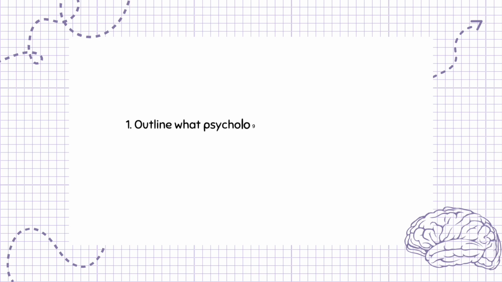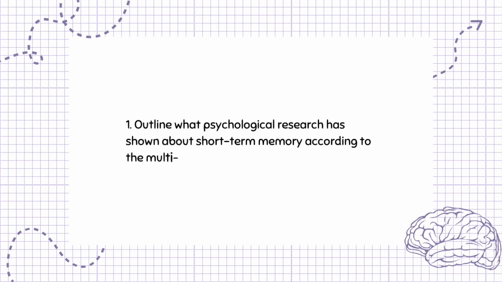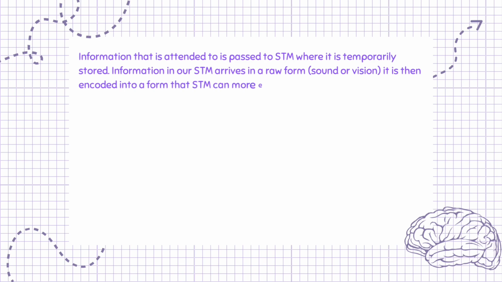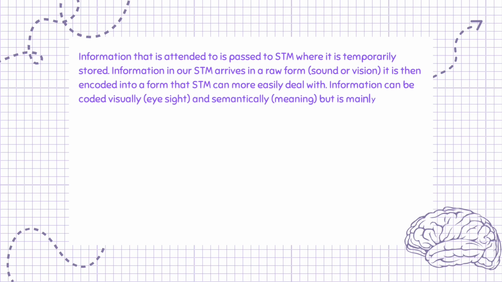Question 1. Outline what psychological research has shown about short-term memory according to the multi-store model of memory. 4 marks. Information that is attended to is passed to STM where it is temporarily stored. Information in our STM arrives in a raw form, sound or vision. It is then encoded into a form that STM can more easily deal with. Information can be coded visually, eyesight, and semantically, meaning, but is mainly coded acoustically, hearing, Baddeley 1966.